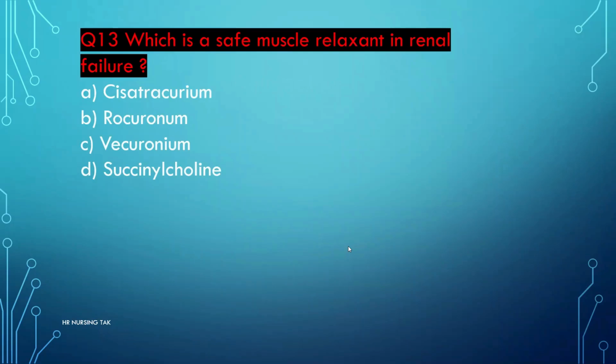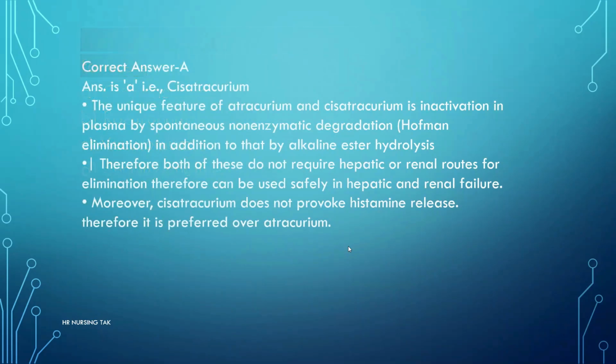Question 13. Which is a safe muscle relaxant in renal failure? A. Cisatracurium, B. Rocuronium, C. Vecuronium, D. Succinylcholine. Correct answer is cisatracurium. The unique feature of atracurium and cisatracurium is inactivation in plasma by spontaneous non-enzymatic degradation, Hofmann elimination, in addition to that by alkaline ester hydrolysis. Therefore, both do not require hepatic or renal routes for elimination and can be used safely in hepatic and renal failure. Moreover, cisatracurium does not provoke histamine release. Therefore, it is preferred over atracurium.